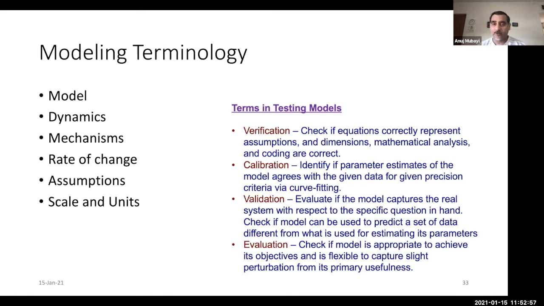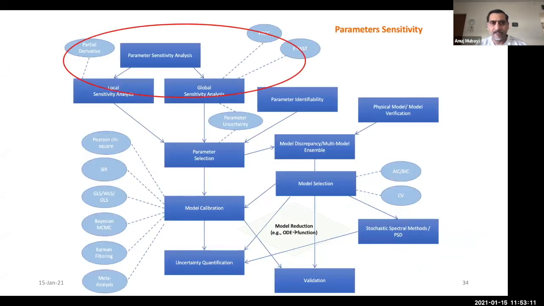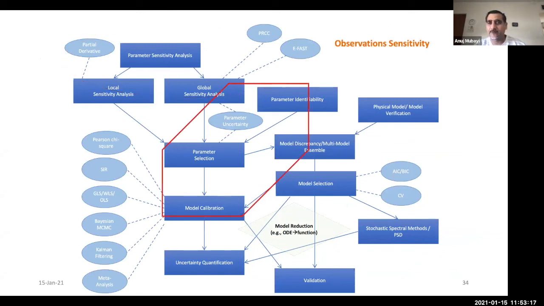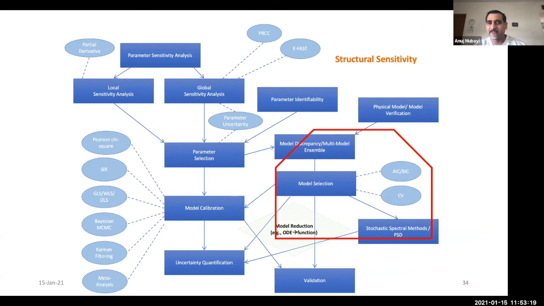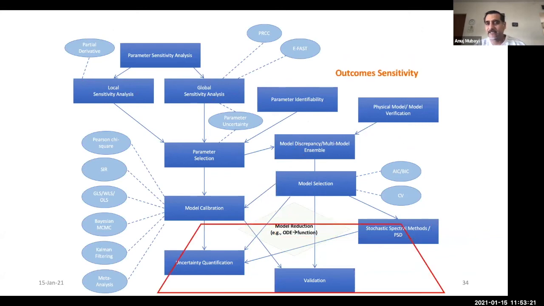So we will talk about what verification is, what calibration is, what validation is, what evaluation is. These words are commonly used, and if we don't understand the terminology, we fail to understand the modeling ideas. We will be talking about different types of sensitivity in the models: parameter sensitivity, observational sensitivity, structural sensitivity, and outcome sensitivity. Don't worry about it.